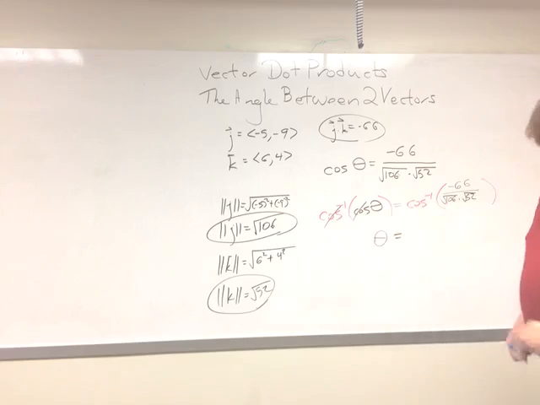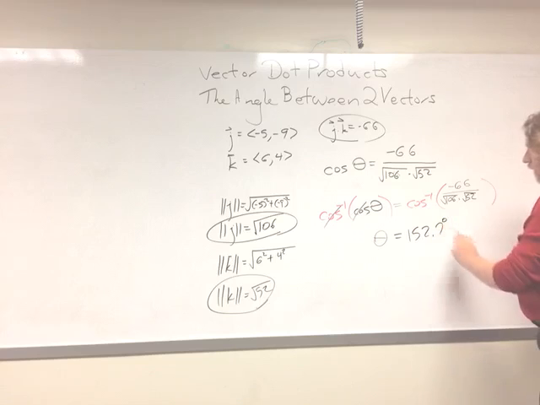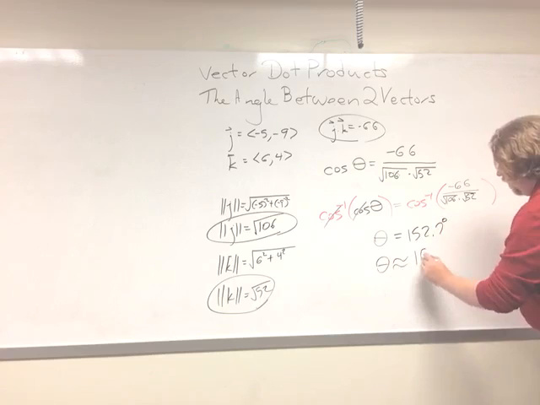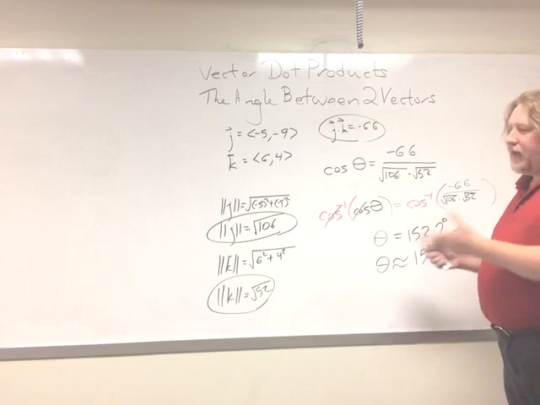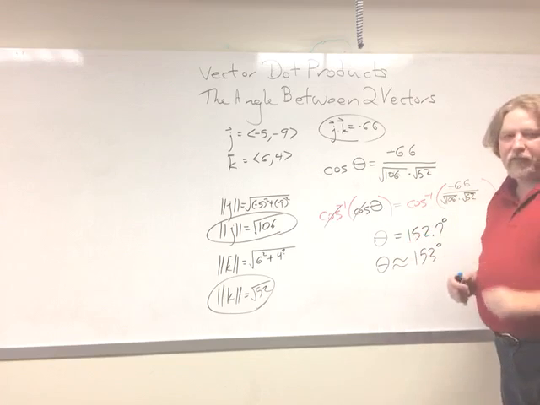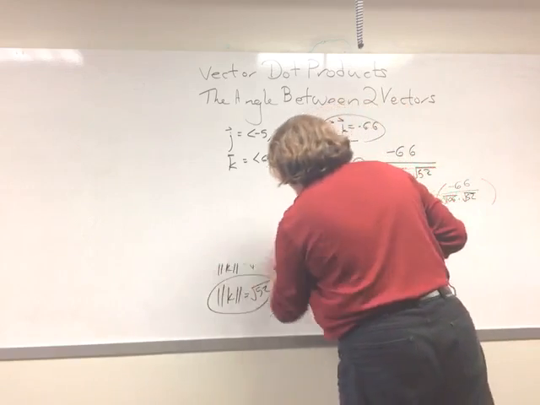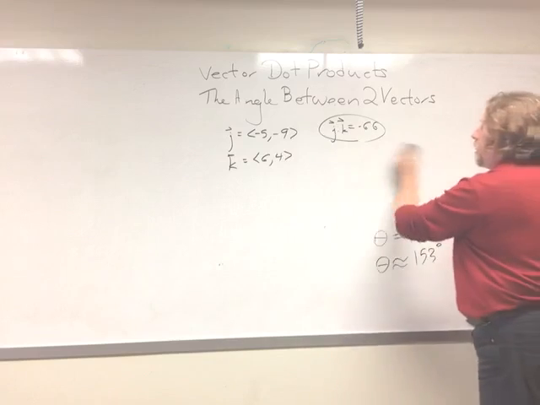So I just got that the angle right here, because cosine inverse and cosine cancel out, equals, over here I got 152.7 degrees, or I would probably round that off to 153 degrees. Now, even that can be a little hard to wrap your head around without a picture. So let's wrap this question up by drawing a picture of the situation.